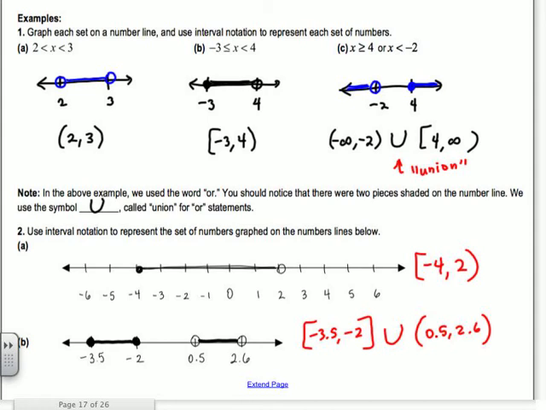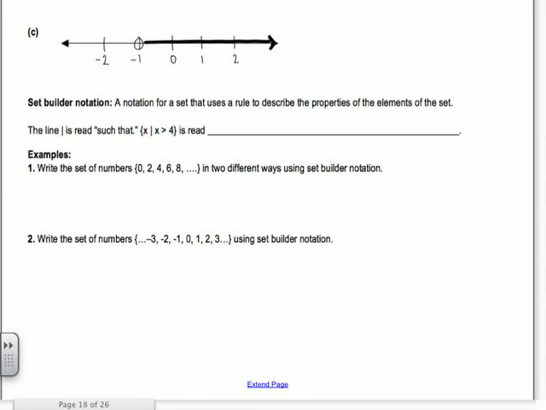Okay, making sense so far? We use interval notation throughout Algebra 2, so it's very important that you learn how to do interval notation. For C, I have negative 1, and then it goes to infinity. Okay, so like I said, interval notation we're going to use all the time.